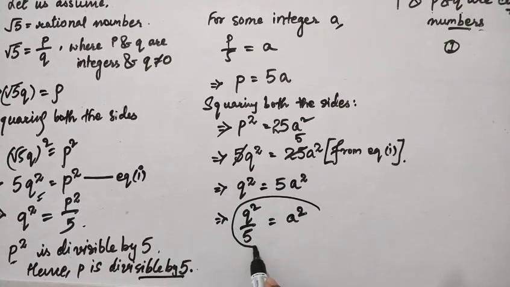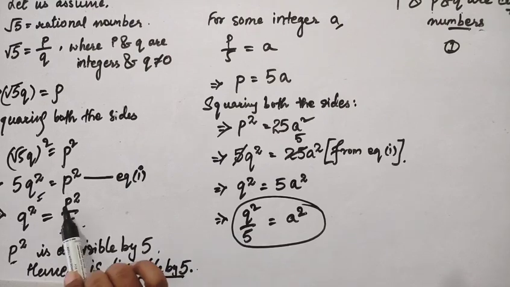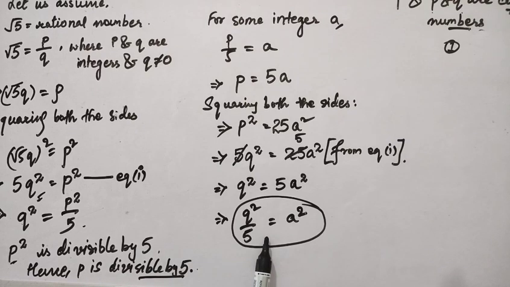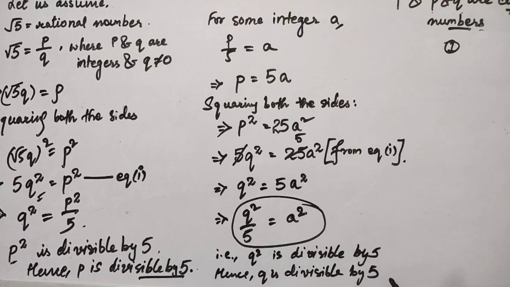See, right over here, what we have seen before is p square is divisible by 5, hence p is divisible by 5. Here we have got that q square is divisible by 5. So in the same way, obviously q is also divisible by 5.